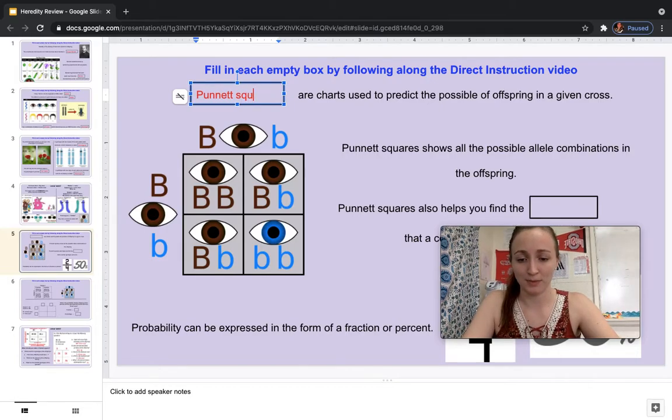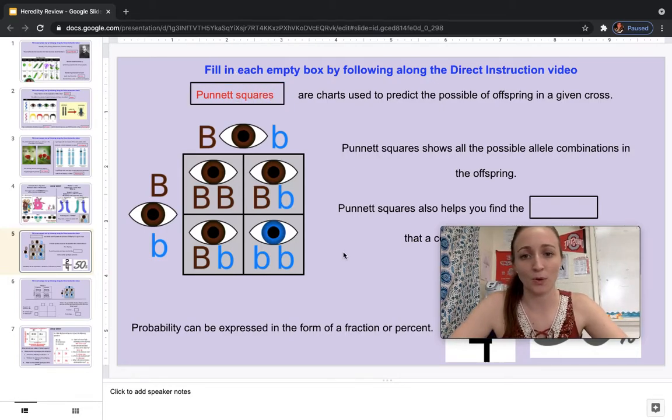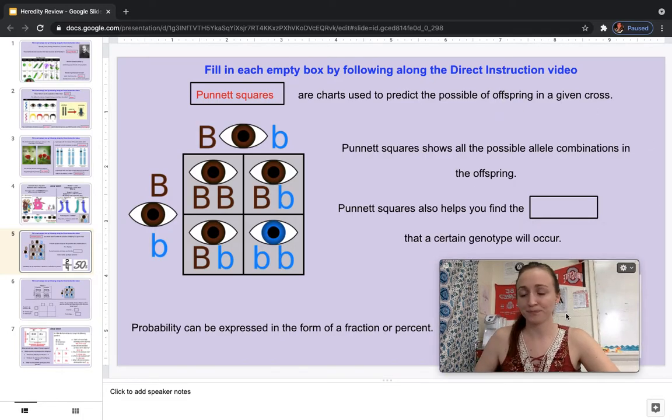So, I can't even spell squares. That's embarrassing. Okay, so Punnett squares. These are just charts that we will use to predict what a possible offspring will get from each parent. So if we know the genotypes of both of the parents, we can guess what different combinations of alleles that offspring will inherit from both of the parents, right?